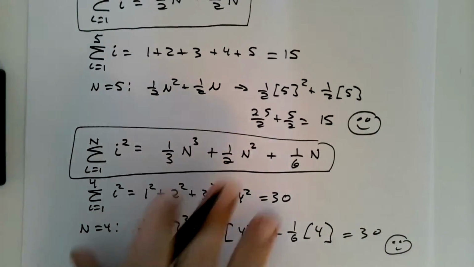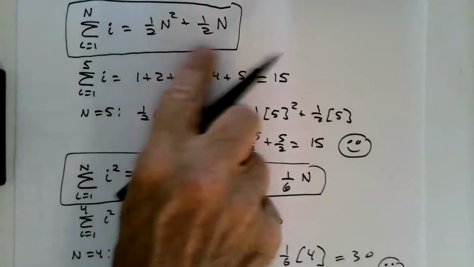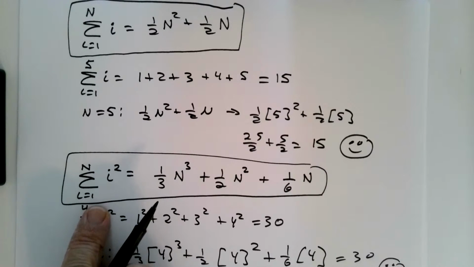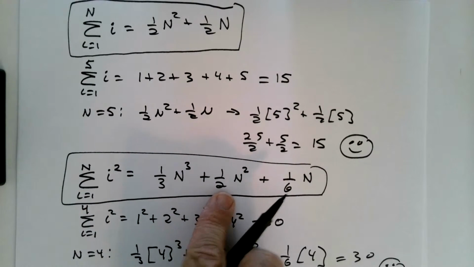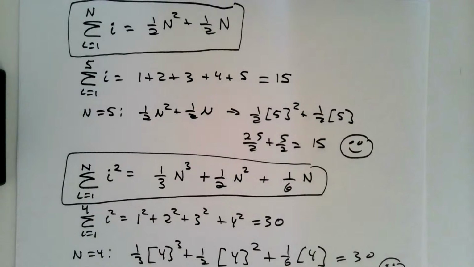The sum as i goes from 1 to n of i is a half n squared plus a half n. The sum as i goes from 1 to n of i squared is a third n cubed plus a half n squared plus a sixth n. We want to make sure we keep those in mind.